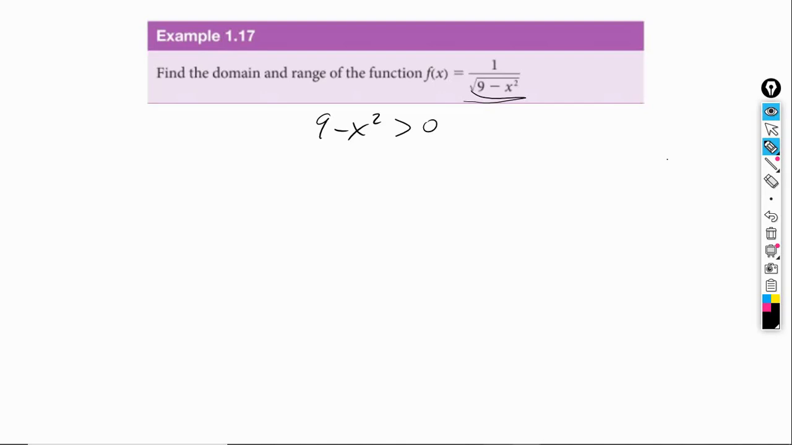So how can we find out which would be the domain here? What we have to do is factor this. And notice that this is a difference of squares, so we could rewrite this as 3 plus x times 3 minus x. This must be greater than 0. And then we take the critical points. The critical points are the ones that would make this equal to 0. And notice that they are negative 3 and 3. And what we do with these two values is that we create a sign chart.